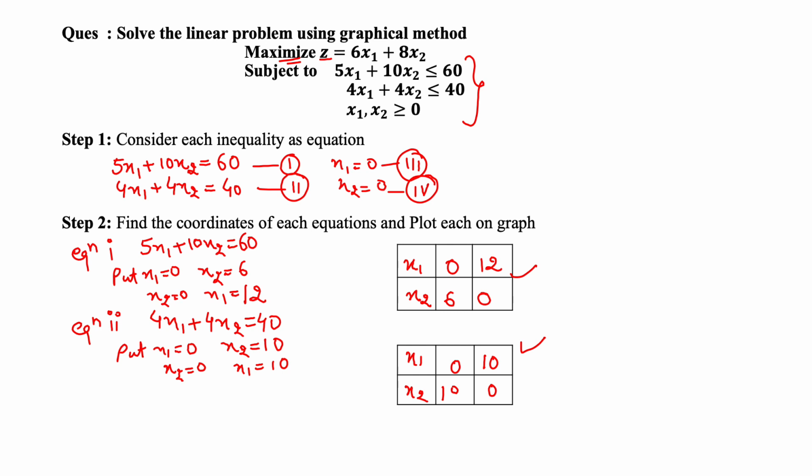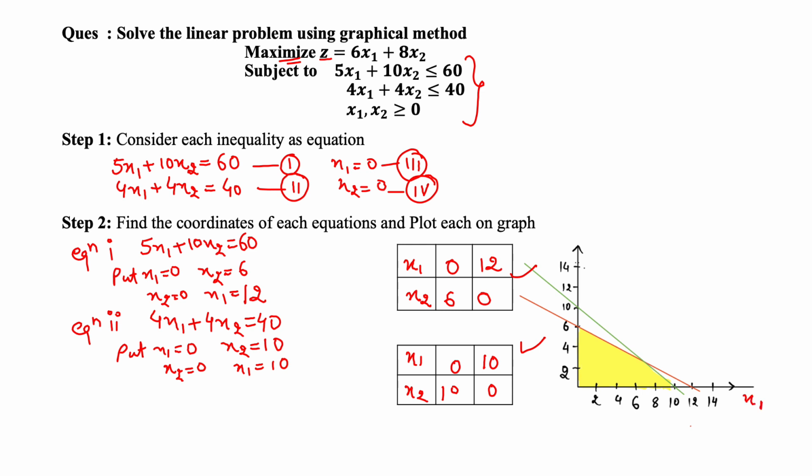Now the next step is to plot them on the graph. This is my x1 axis and this is my x2 axis. For the first equation, my points are 0 and 6, and another point is 12 and 0. I will draw a line through those 2 points. So this is the line for equation 1.